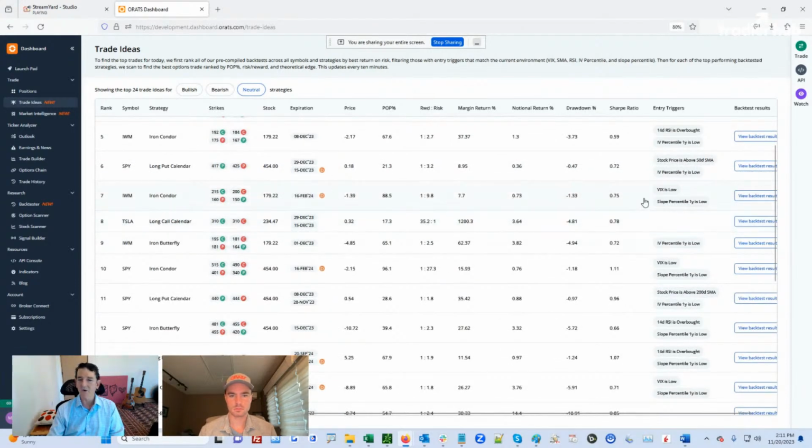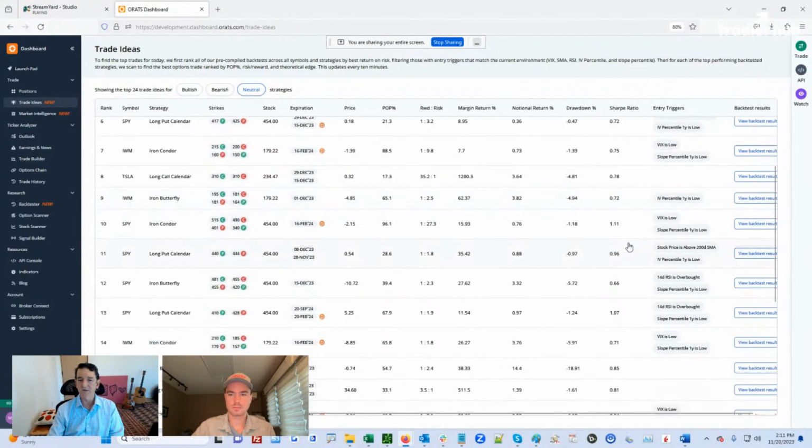Here's an iron condor, but this one only tests when the slope is low. The skew isn't that important for an iron condor. So I'd continue to look on. Again, I want to see two. There's a slope. I don't care about that.